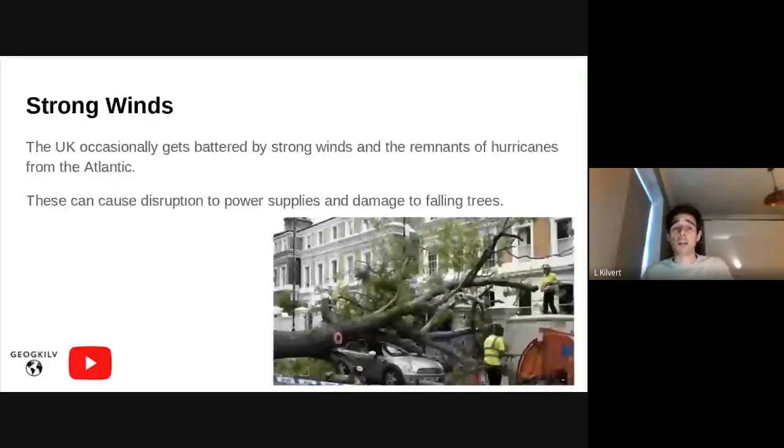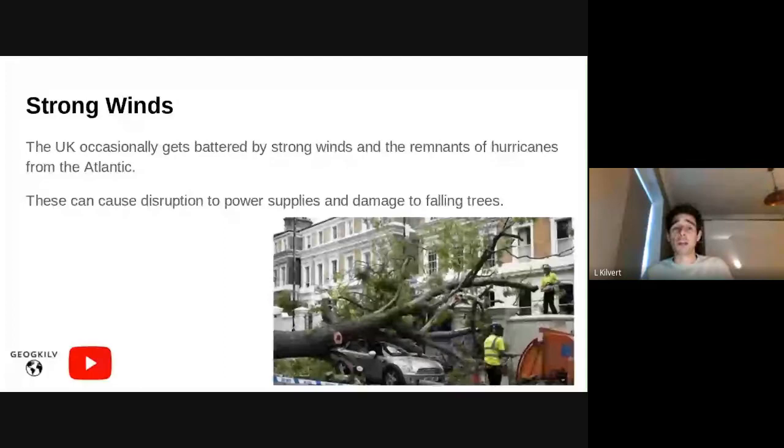We get battered by strong winds, and sometimes the remnants or the ends of hurricanes that are crossing the Atlantic. Remember, we don't suffer from hurricanes around the equator. That's where we get that huge uplift of moisture, which creates those thunderstorms, which can generate those hurricanes and those tropical storms. But strong winds can still cause damage in the UK.